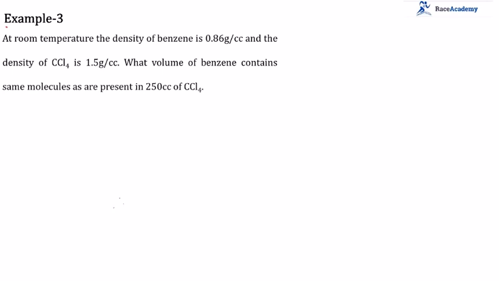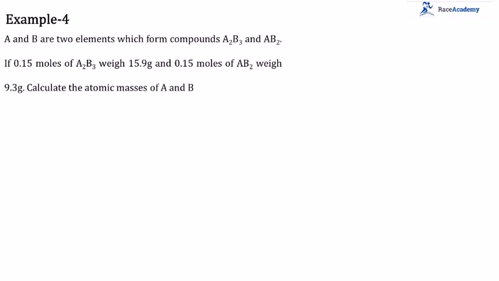Here, example number 4. That problem is over. Now, A and B are two elements which form compounds A2B3 and AB2.